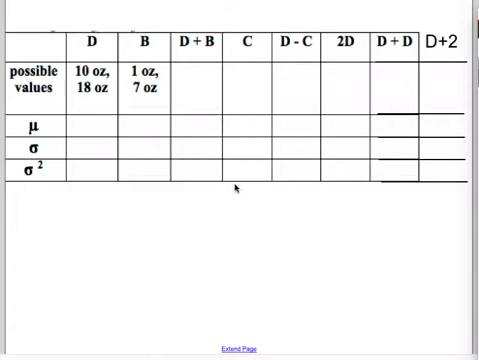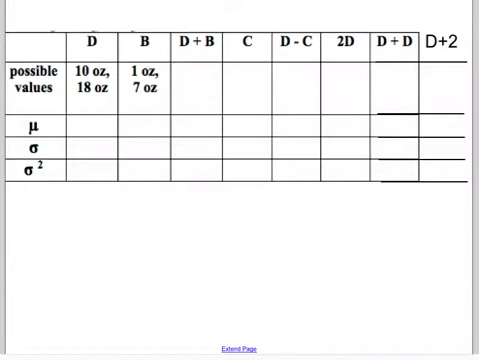So the idea is that we are going to a fantastic dining establishment called Delicious Dogs, where all they serve are hot dogs and buns and different combinations of the two. So the D stands for dog and the B stands for bun. We're going to start with the hot dogs. They only serve 10-ounce hot dogs or 18-ounce hot dogs. That's it. So find the average, the standard deviation, and the variance of just the hot dogs. You can do the average in your head. 10 plus 18 divided by 2 gives you 14.